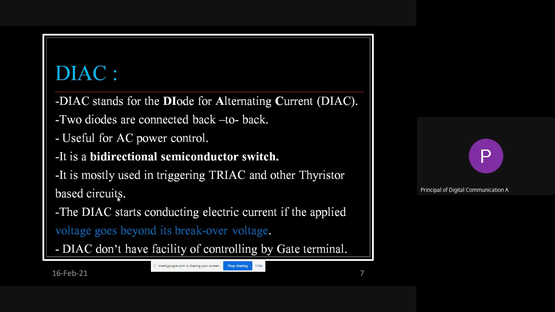So what is the meaning of this sentence? In the next slide we will come to know. And the last sentence, that is, the diac doesn't have the facility of controlling by the gate terminal. गेट टर्मिनल ह्याच्यामध्ये नसते की जी आपण SCR किंवा ट्रॅक मध्ये पाहिली होती.